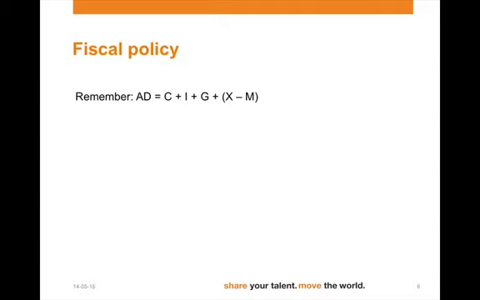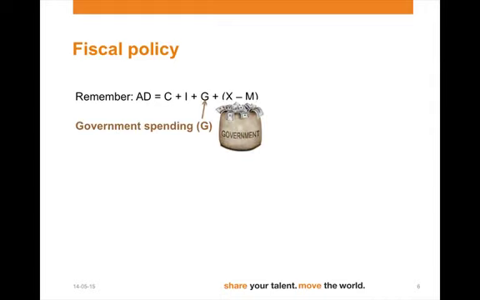Remember, aggregate demand equals consumer spending plus investments plus government spending plus net exports. As soon as the government reduces government spending, it will reduce aggregate demand and cause this shift to the left.